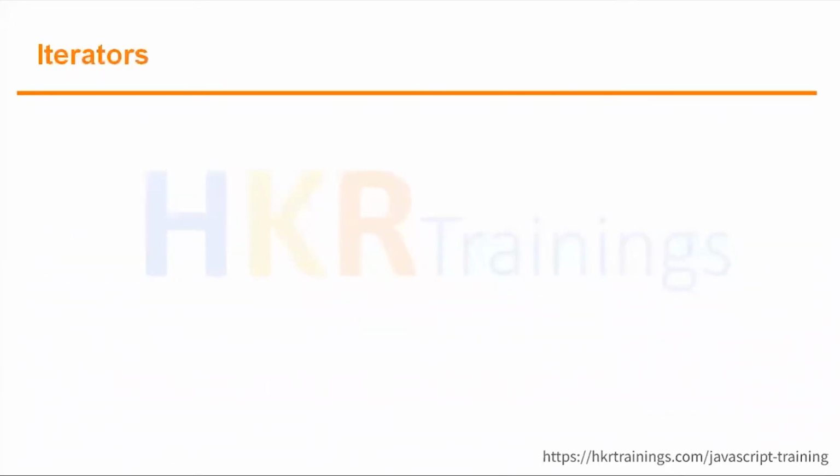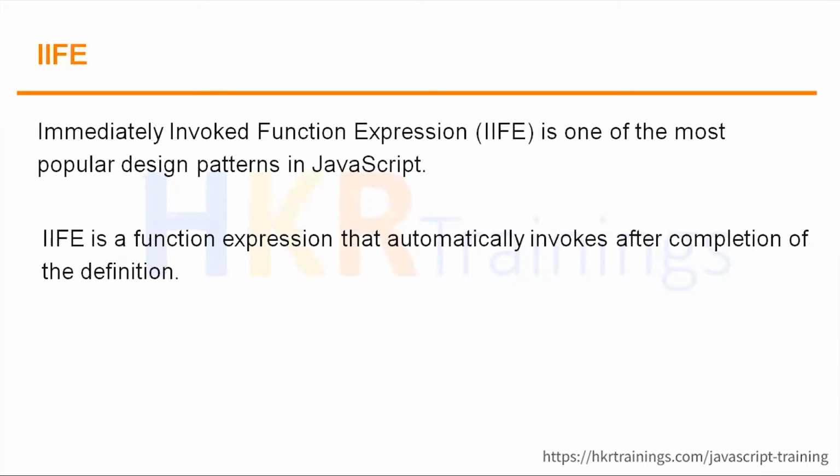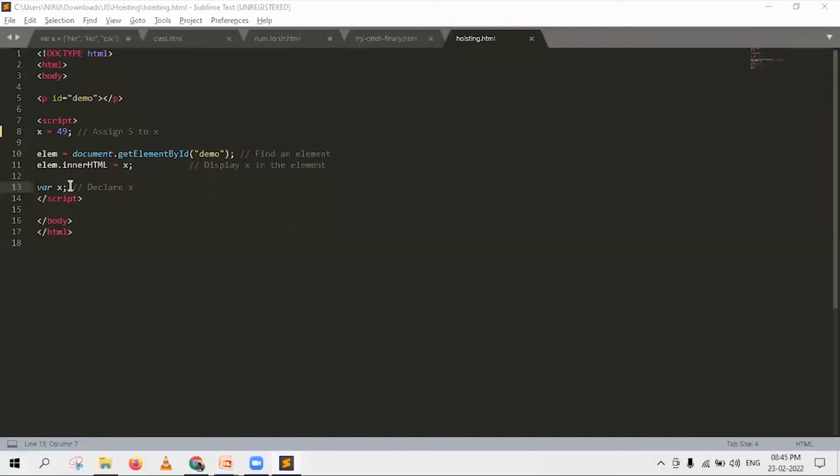MVC. Now let's go to this IIFE. So what is this IIFE? Immediately invoked function expression. Most of the time we'll be using this pattern. This is a design pattern which we use in JavaScript most of the time. It is a function which will be automatically invoked. Let's say I have implemented a UI, and when I'm running it on the browser, this IIFE will be invoked automatically.